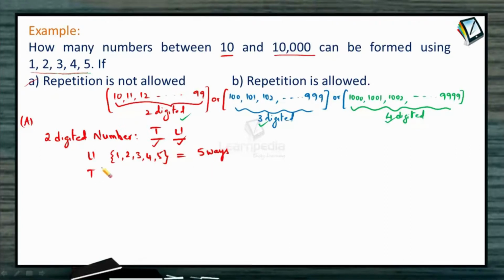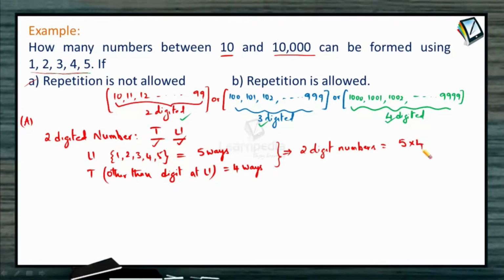Similarly, the second job of filling up the T place can be done in other than the digit which we used at U. We'll have 4 ways of doing this, right? And when is a two-digit number formed? It is formed by doing both the units place arrangement and the tens place. That means the number of two-digit numbers is 5 into 4, because it has to be filled with both units place and the tens place. That would give us 20 different numbers that can be formed by 1, 2, 3, 4, 5, not allowing repetition, that are between 10 and 10,000.